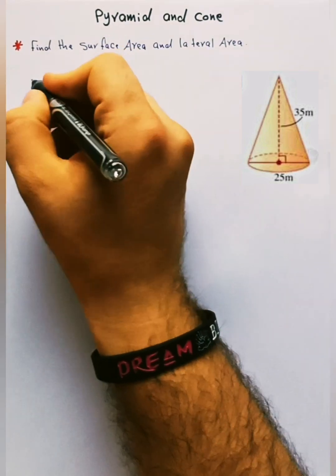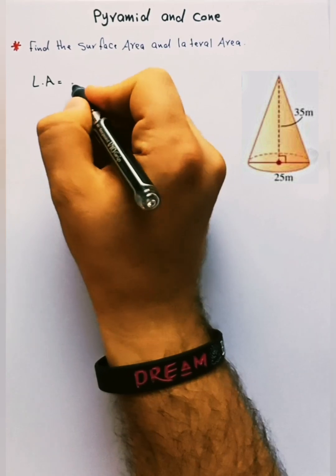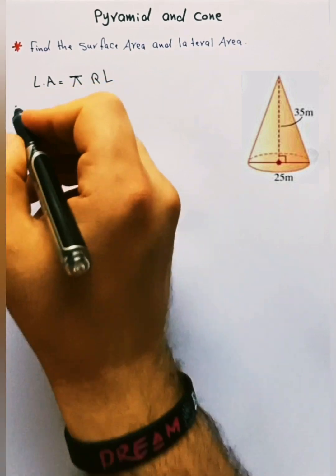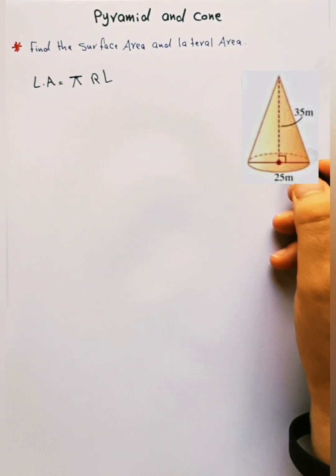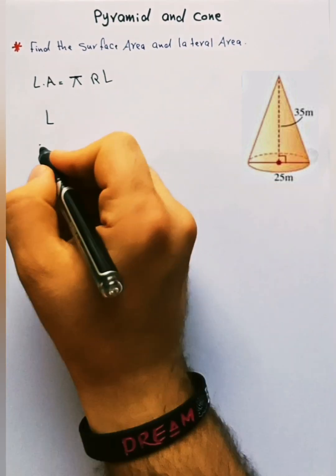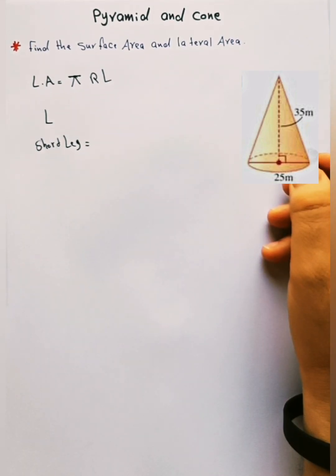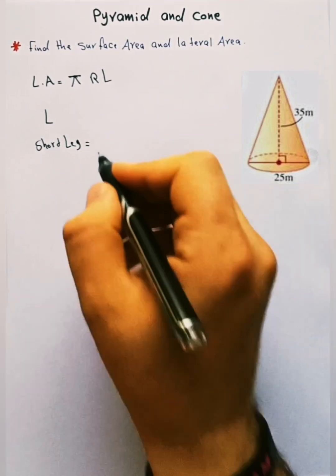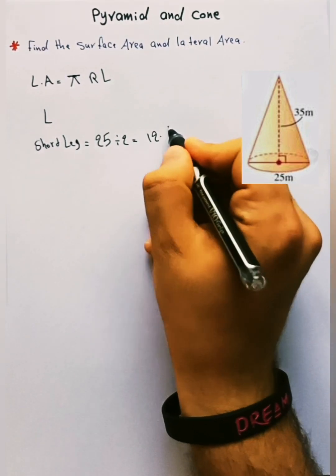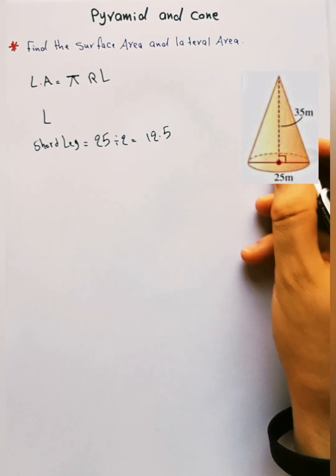right cone. So the lateral area, the rule is pi r l. So you have to find the slant height L, and the short leg for this triangle is 25 divided by 2 equal to 12.5, and the long leg is 35.